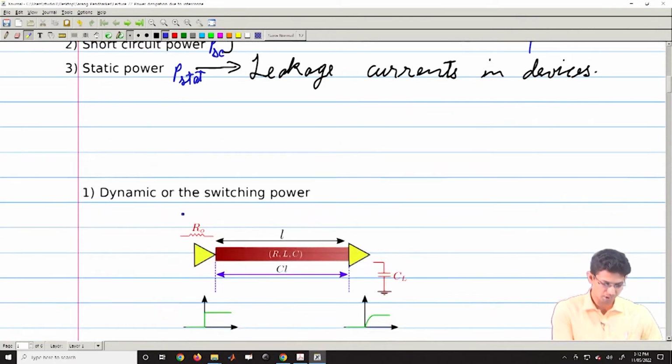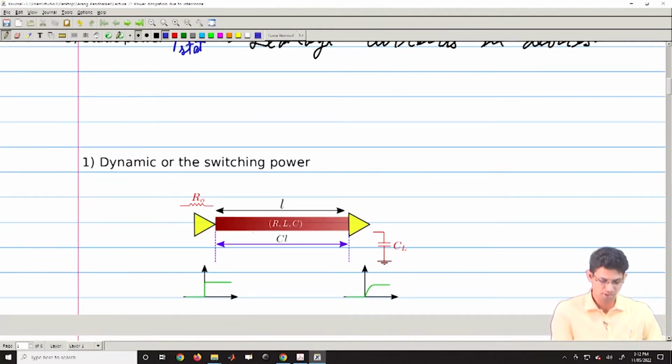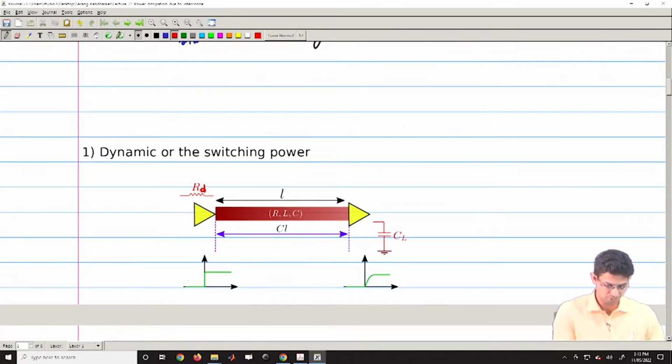So dynamic power, which is also called switching power, you can understand it like this. You have a circuit like this, there is a driver, this is R d, and there is some load capacitance C L. When you give an input signal like this here, your output would be going something like this. So what is happening is there is the load capacitance C L, and there is the interconnect capacitance.